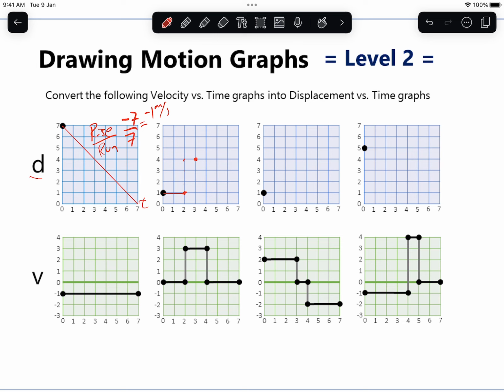The second second, it happens again. I'm still going 3 meters per second. 1, 2, 3, 1 here. So this is what my velocity would look like here.